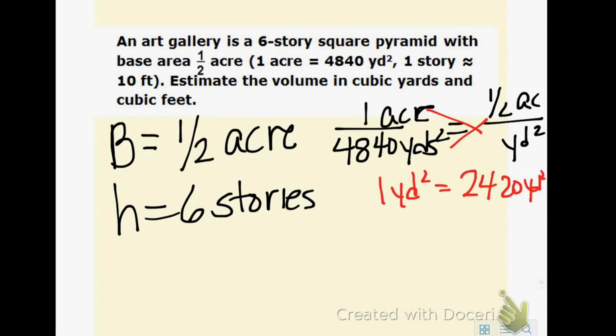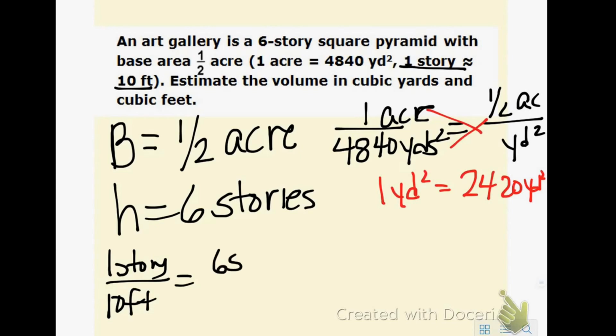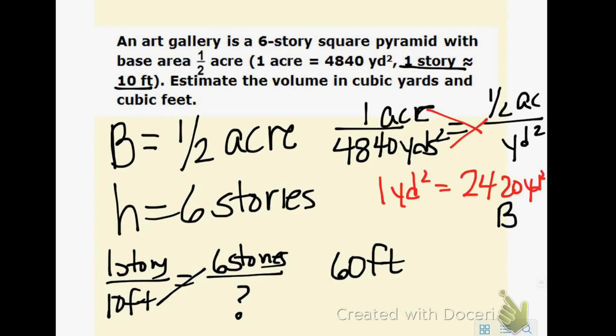All right. I also know that 1 story equals 10 feet, and I have 6 stories. So how many feet do I have? If I cross multiply here, that gives me 60 feet. So my capital B is 2,420 and my H is 60.